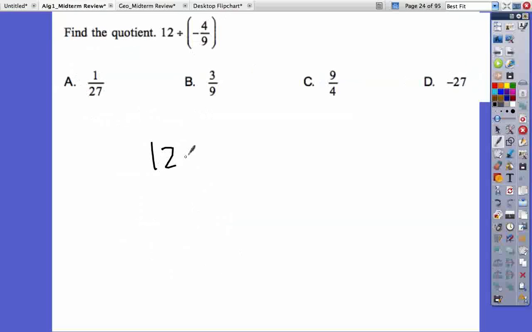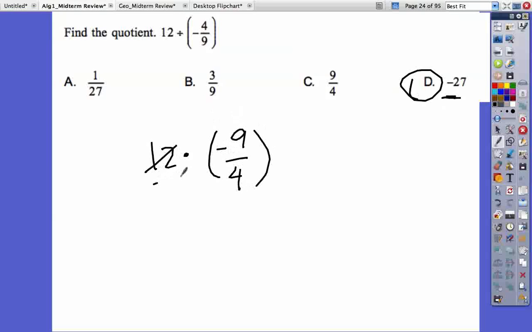Find the quotient. Make sure you change the division to multiplication. My answer should be negative because I have a positive and a negative. Really, I didn't even have to do this problem since it is multiple choice. I only have one negative option, and times 9/4. So I can cancel here. 4 goes into 12 3 times, itself once. That gives me -27. D is the correct answer.